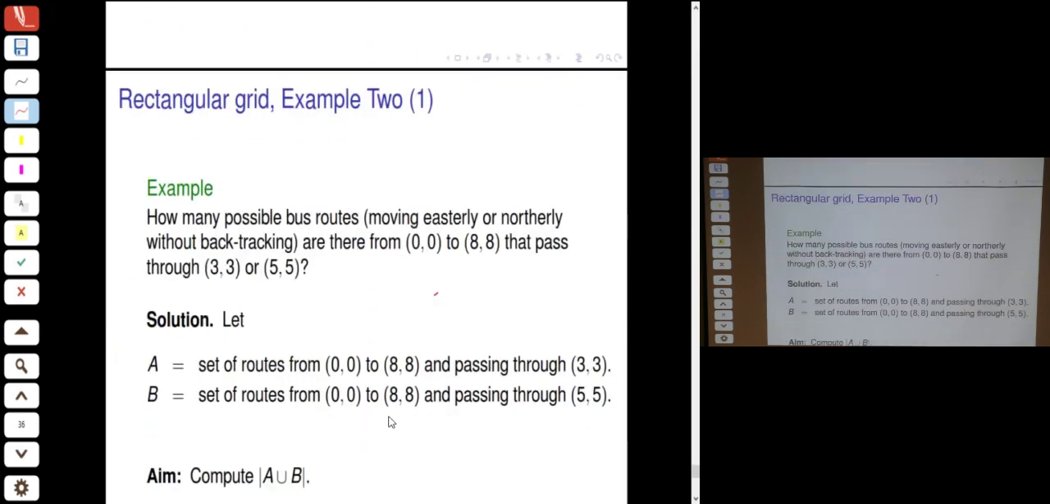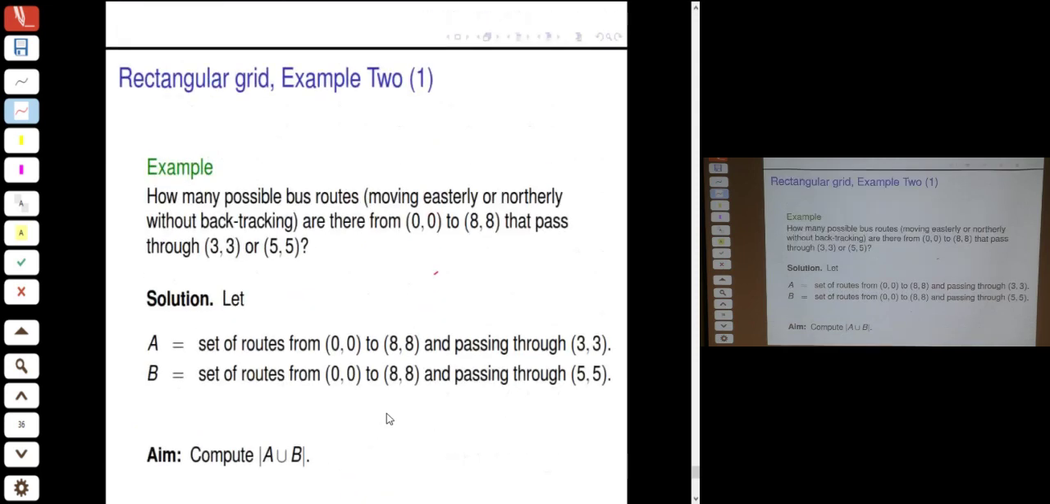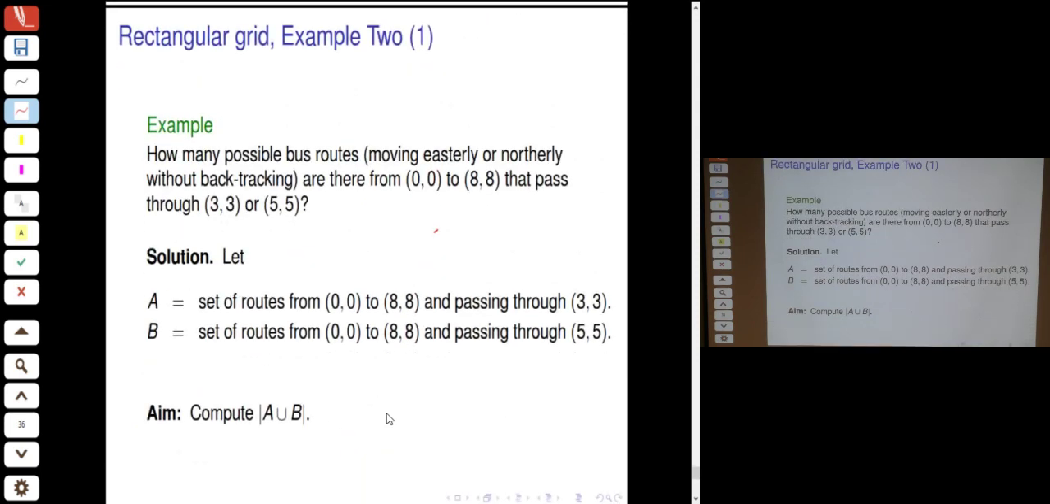So let's take another example. You are starting from 0, 0, and you want to go to 8, 8, and you have the additional restriction that you have to pass through 3, 3 or 5, 5.